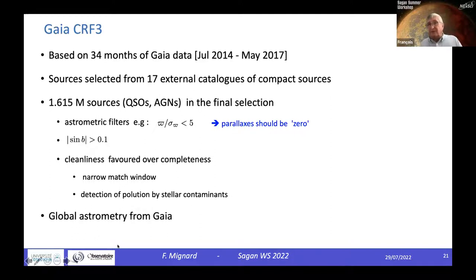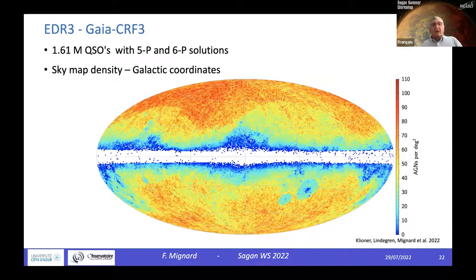And then we have the global astrometric solution from Gaia, which gives the precision I will show now. This is a map showing, this time not the individual points, but a density map. You can see on the right the scale of the number per square degree, giving you about, on average, 50 sources per square degree, but with something rather irregular. You see the obvious signature of the galactic plane.